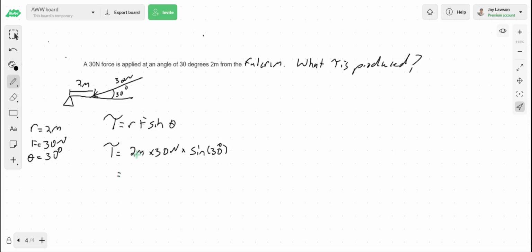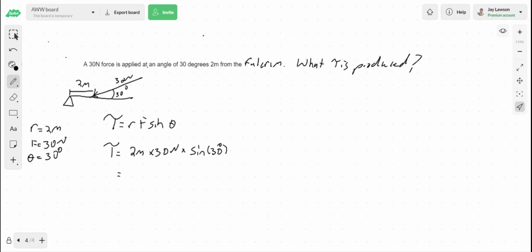So we put that in the calculator. Now you may be asking yourself, well, Mr. Lawson, why don't we do the sine of the angle on the previous problems? Well, it didn't tell us that it was applied at an angle, so we just assumed it to be 90. But when it tells us it's applied at a certain angle, we have to put the sine of that angle into our torque equation. So sine of 30 times 30 newtons times 2 meters. Uh-oh, I typed it in wrong. 2 times 30 times sine of 30.